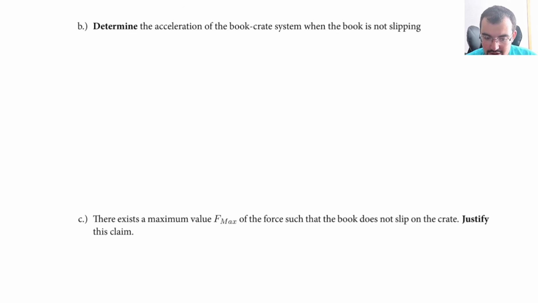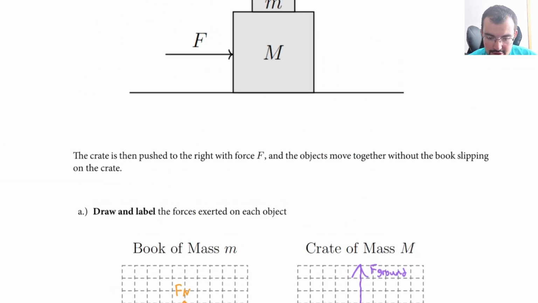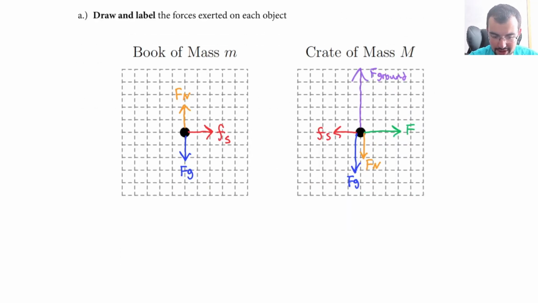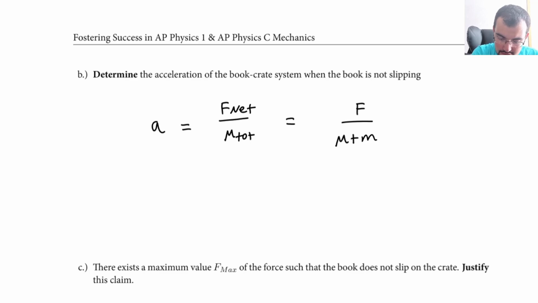All right, let's find the acceleration of the system when the book is not slipping. Well, this is the easiest part of this question because we just want the acceleration. So put everybody in a box. Acceleration is just F net over m total. The force is F. The total mass is m plus little m.